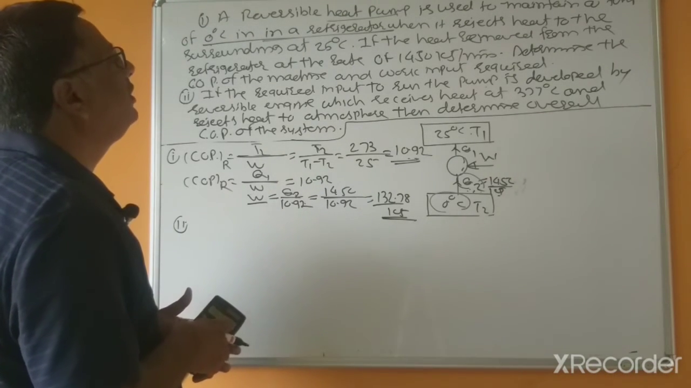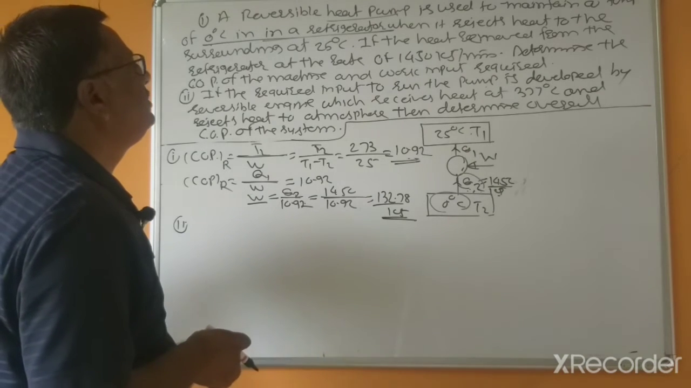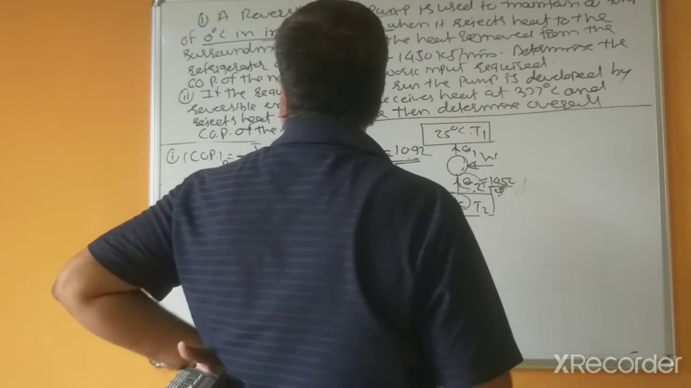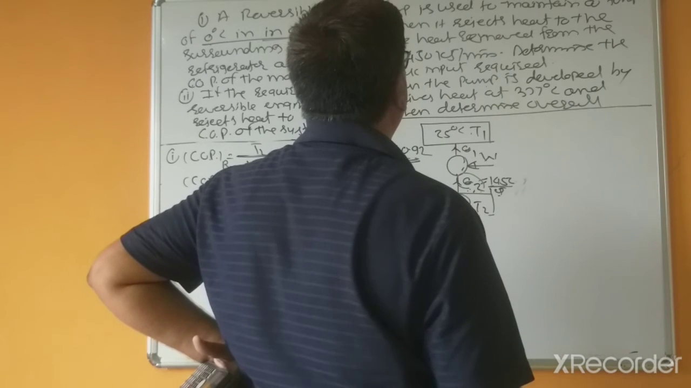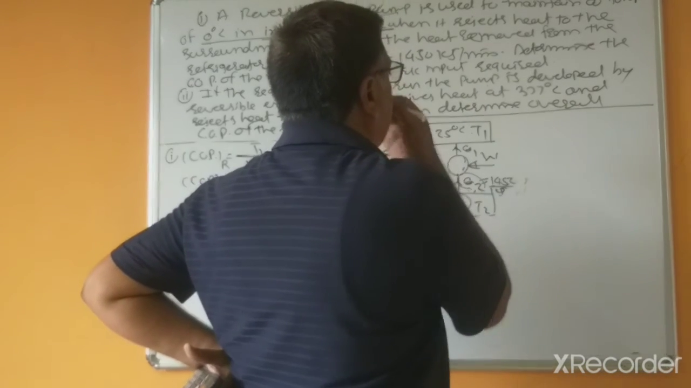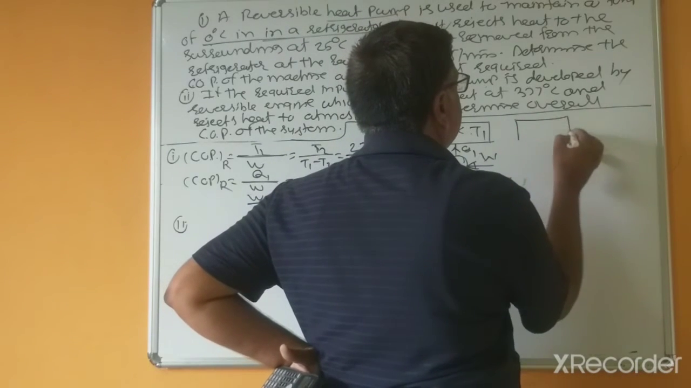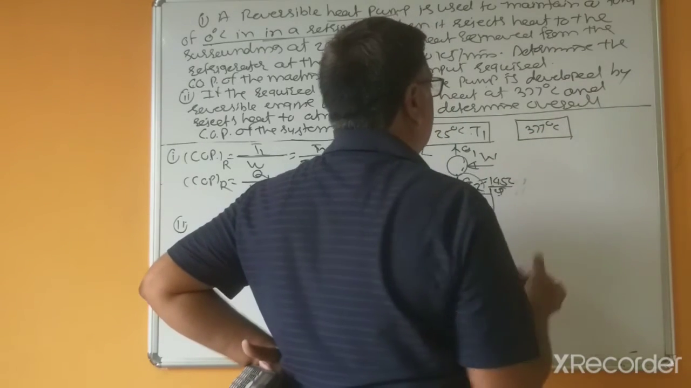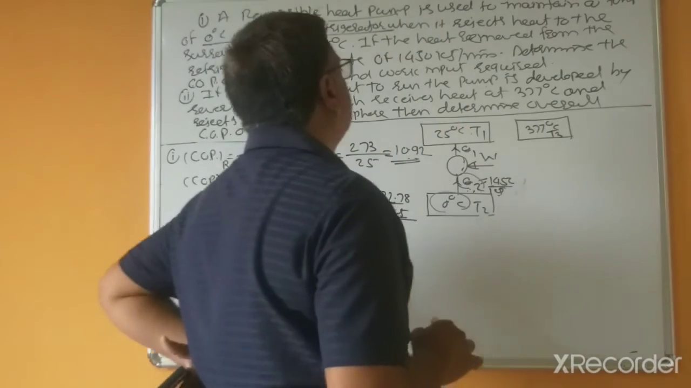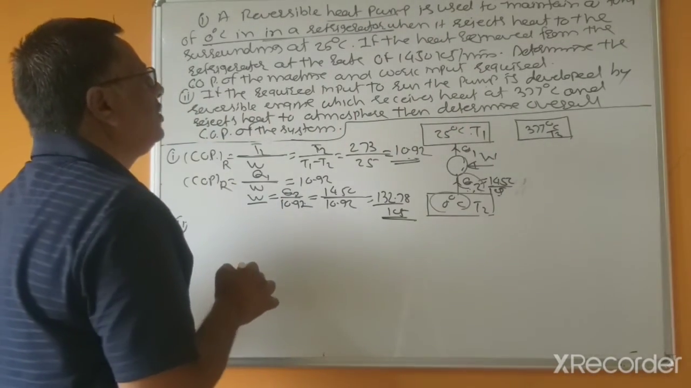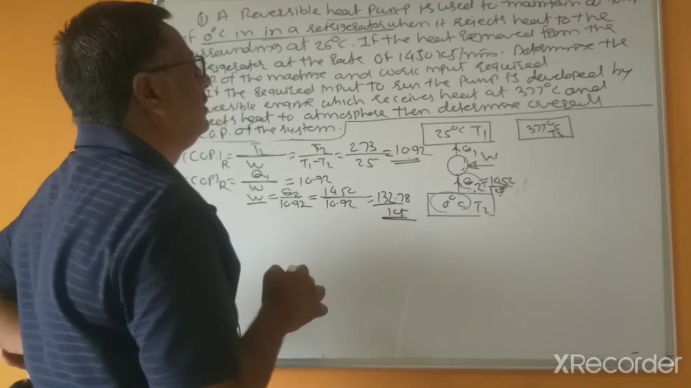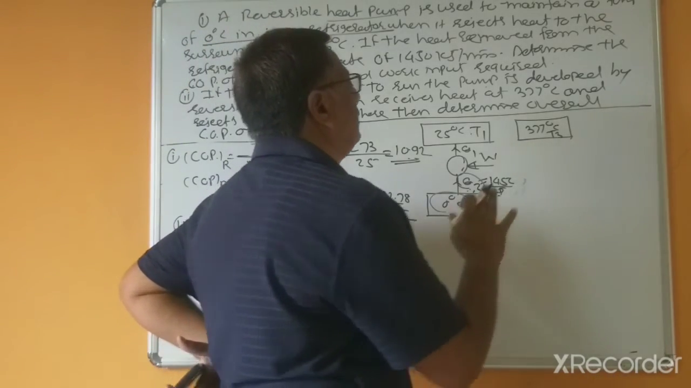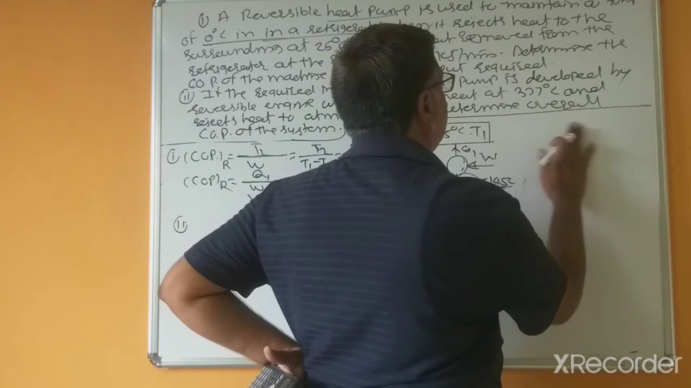If the required input to run the pump is developed by a reversible heat engine which receives heat at 377, suppose this is 377, now this is T3, and rejects heat to the atmosphere.